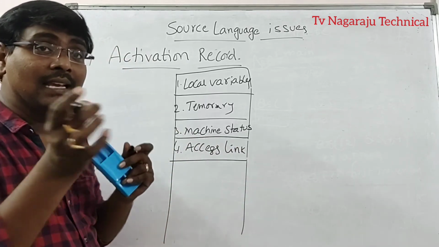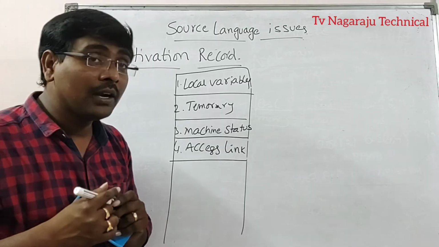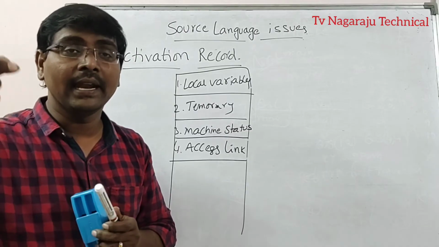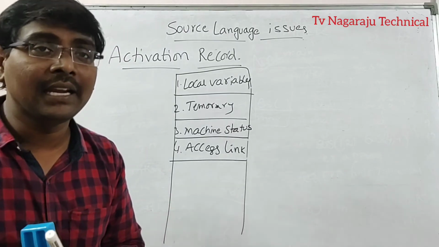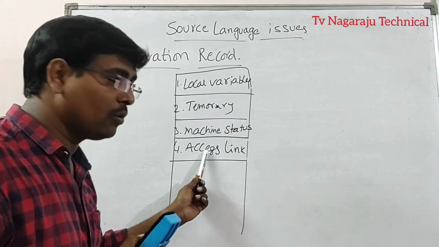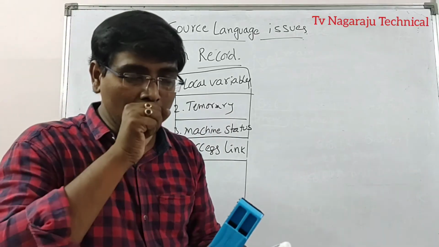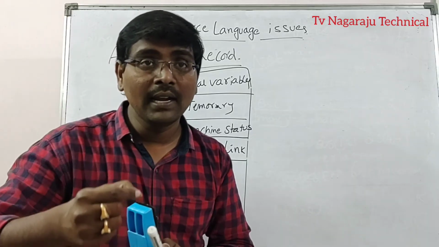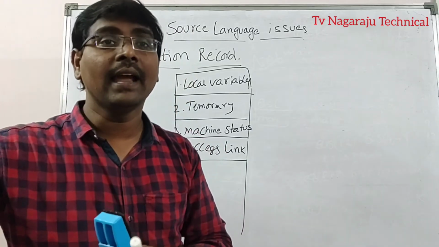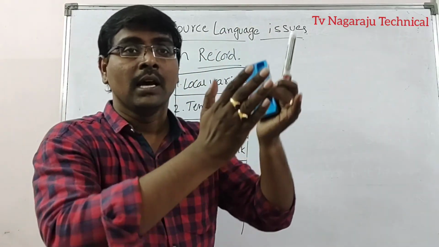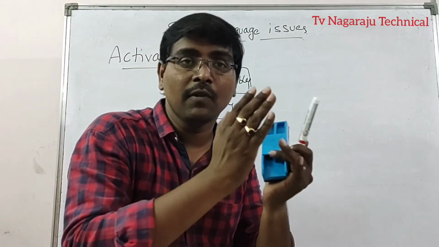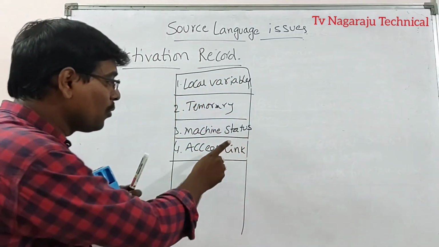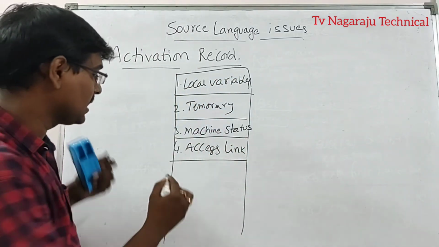Next one is access link. This access link is optional. What does it do? It holds the non-local data of another activation record. Simply, it refers to the non-local data of another activation record. Right? That means right now I am in this activation record. If I want data of any other activation record, that reference is provided under this access link.